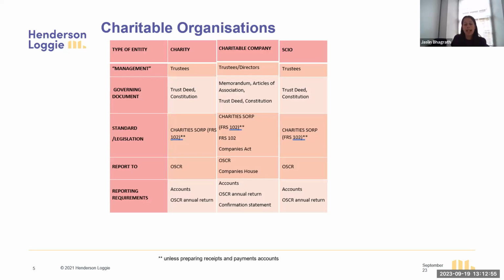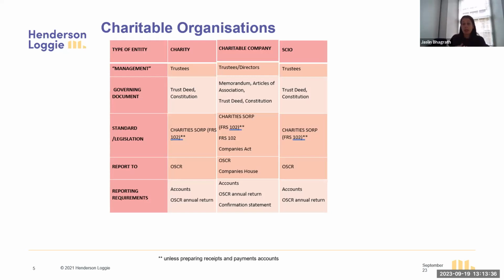In terms of standards that we have to comply with, say the charity SORP, which is the Statement of Recommended Practice, and that is the main legislation that governs all charities. And alongside that, we also have to comply with the FRS, which is the Financial Reporting Standards. So all three entities would report under the charity SORP and FRS 102. And again, the charitable company also has to comply with the Companies Act.